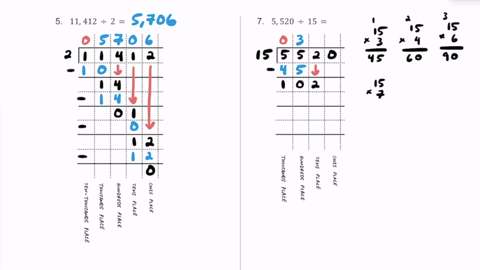So 15 times 7: 7 times 5 is going to be 35, carry the 3, and then 7 times 1 is 7, plus a 3 is 10, so 105. So that's a little too much, so let's go with 6 here. So 15 fits into 102 6 times.